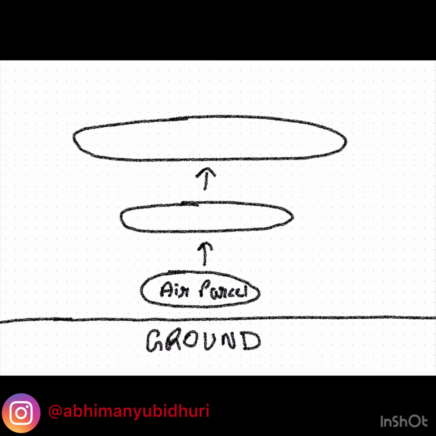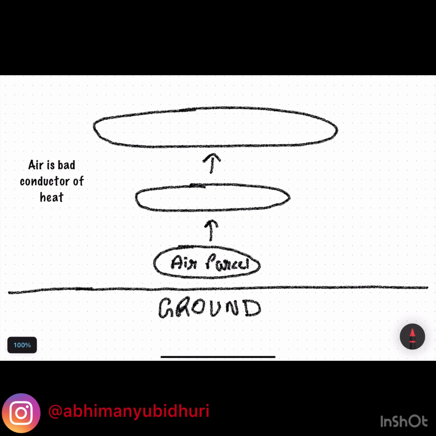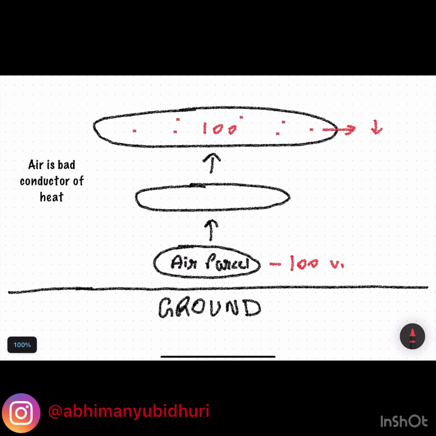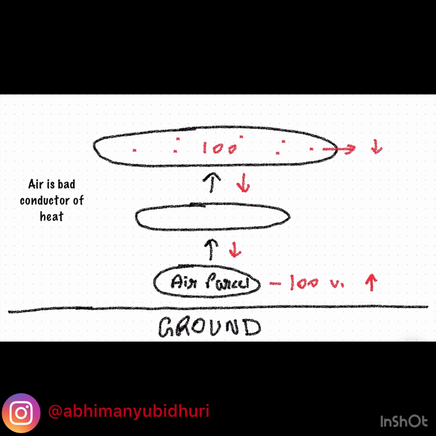So any air mass as it moves up will start to expand because of low atmospheric pressure. Now suppose the air parcel has the energy of 100 units, and as it is moving up it will conserve its energy because air is a bad conductor of heat and it will not readily intermix with other air parcels. So the same amount of energy is now distributed over a large space. That means the average temperature of this air parcel will come down. In the same way, if this air parcel is forced to come down, the same energy will be distributed over a small space and the average temperature of the air parcel will increase.